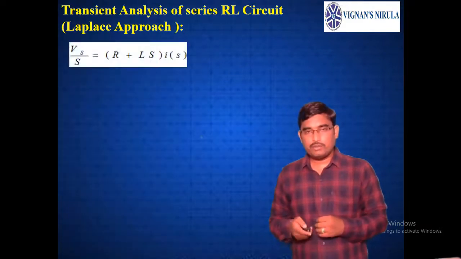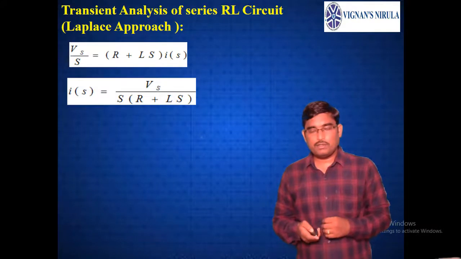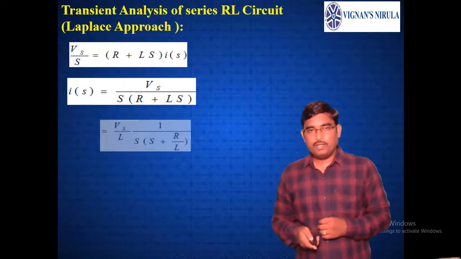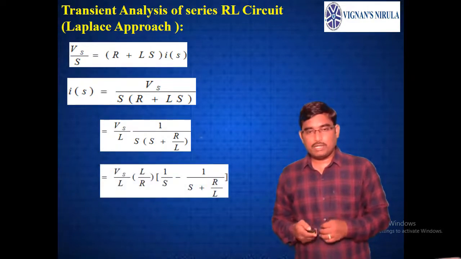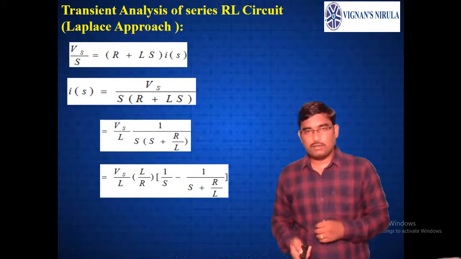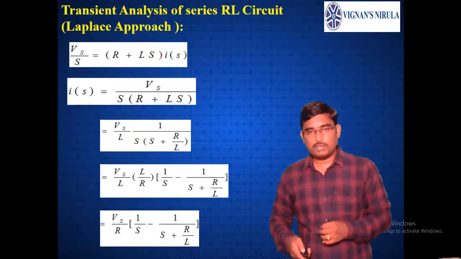Now simplifying the previous equation gives Vs/s = I(s)(R + sL), with I(s) taken as common. From this, I(s) becomes Vs/(s(R + sL)). Now taking the partial fractions of the above equation gives Vs/R times (1/s - 1/(s + R/L)). This is the final expression before applying the inverse transform.